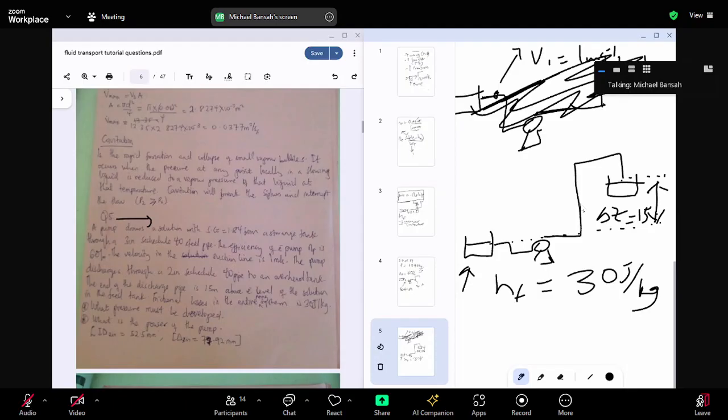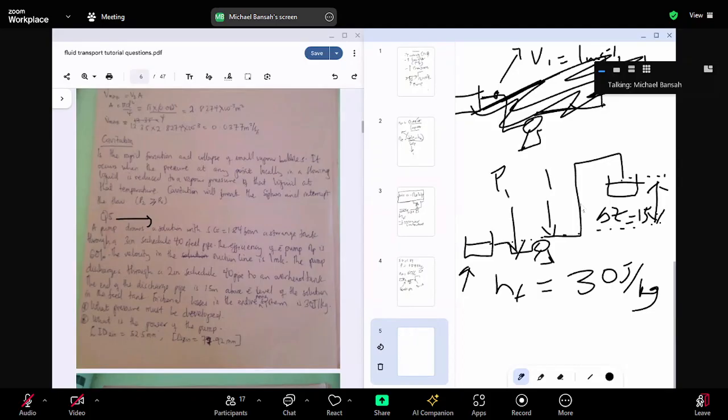So what pressure must be developed? I mentioned from the start that a pump is supposed to increase the mechanical energy of the fluid, and the mechanical energy can manifest in different forms. It can increase the velocity, the height, or the pressure. When they say pressure developed, it means at this point to this point, the pump did a certain increment in pressure.